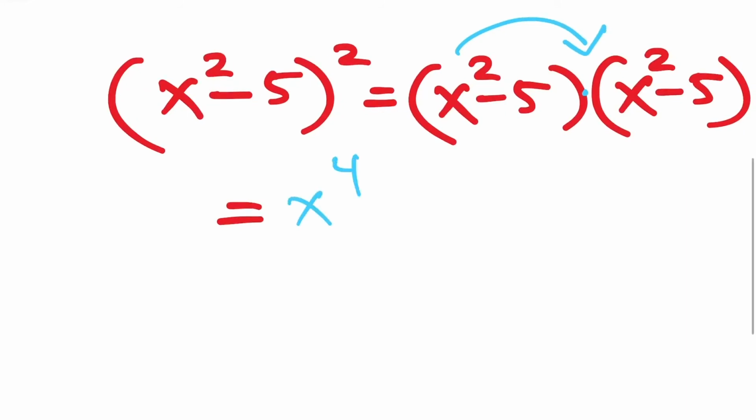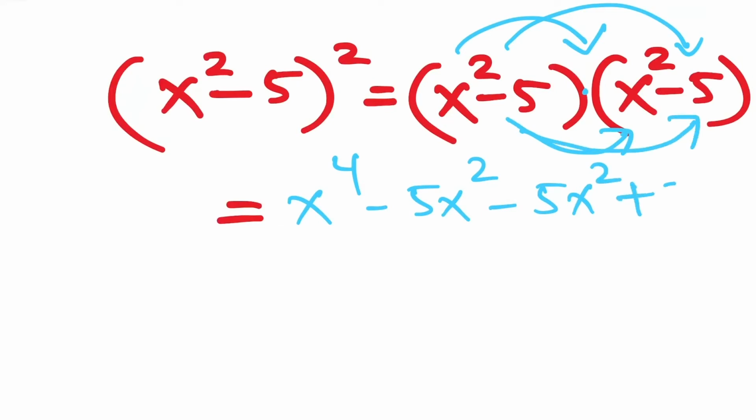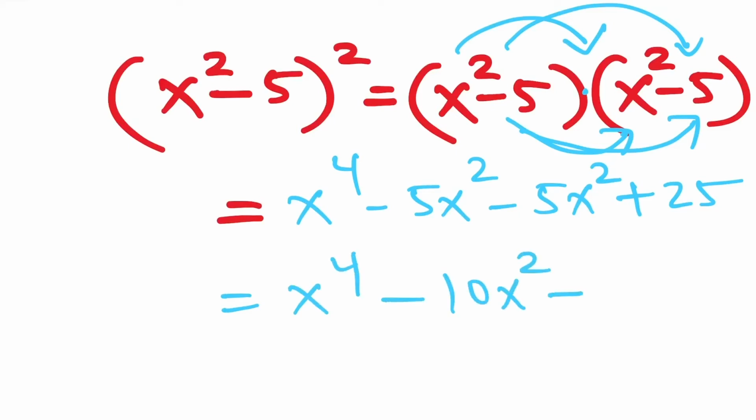x raised to the power 4, x squared times negative 5 is negative 5x squared, another negative 5x squared, and negative 5 times negative 5 is positive 25. That should give us x raised to the power 4 minus 10x squared plus 25.